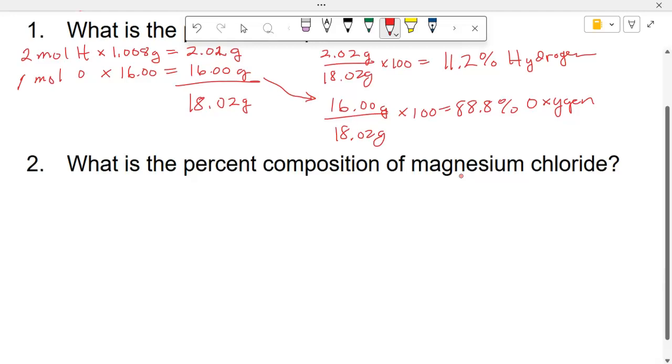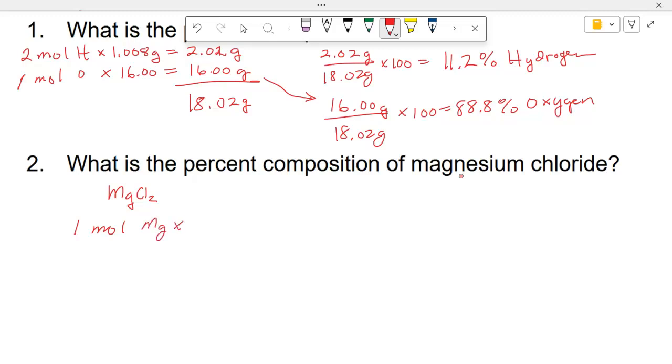What is the percent composition of magnesium chloride? Now, the important thing about this question is you need to get the correct formula, MgCl2. Okay, so if you just put MgCl, that's not going to work. So again, all we're going to do is do exactly what we did, where we assume 1 mole. And so if we have 1 mole of MgCl2, that means we're going to have 1 mole of magnesium.